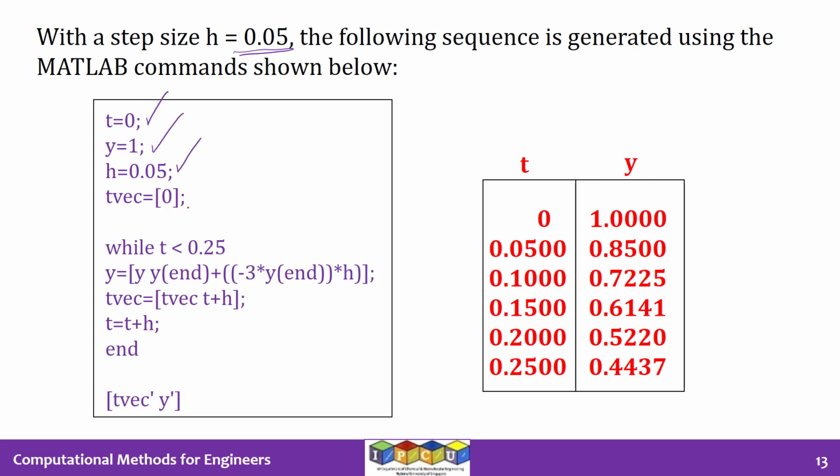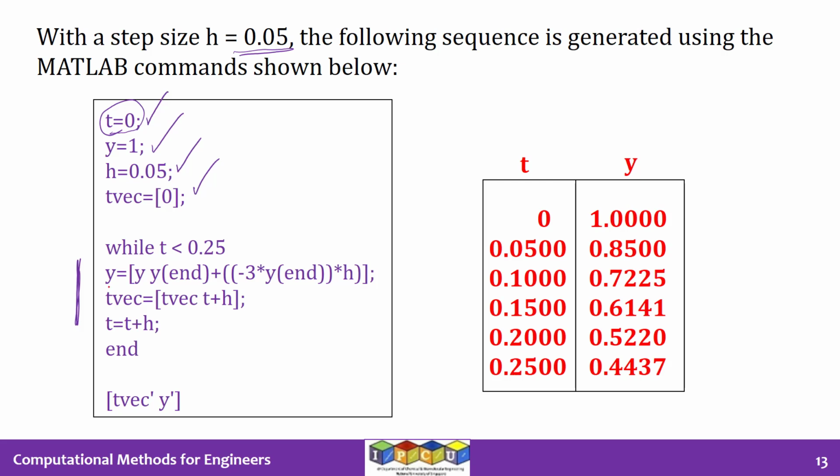And I'm starting with the t vector to be just having the element 0. So it has got only one element at this point in time. And then what I do is I say while t is less than 0.25, do it. The moment t reaches 0.25 or it exceeds 0.25, do not do these iterations. So do these calculations only when t is smaller than 0.25. And when we start off, we start with t is equal to 0. Therefore, it will enter this while loop.